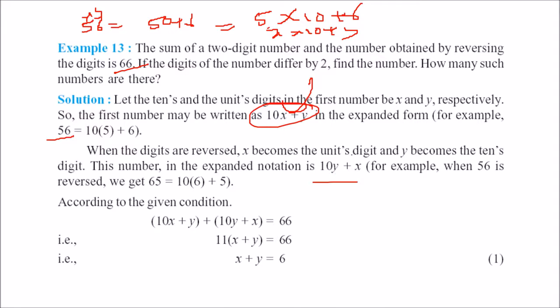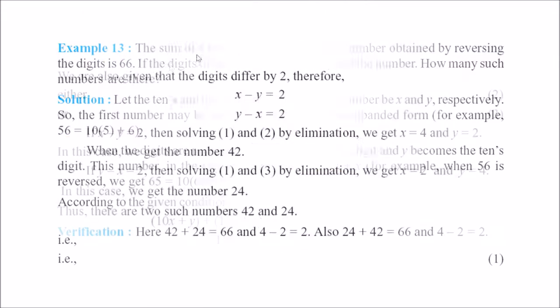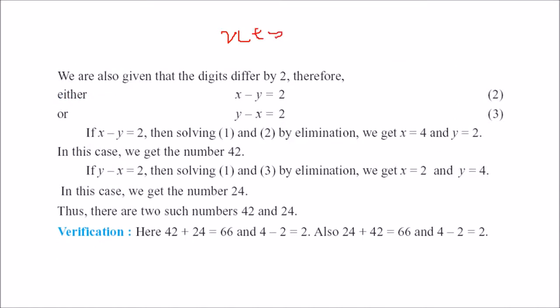How about 10y plus x? Because they also said reversing. So 56 will become 65. This is equal to 60 plus 5, that is 6 into 10 plus 5. So this will be y into 10 plus x, so 10y plus x, right? So the addition of these two, the number and the reverse number, is 66. They have told this in the question. So 10x plus y plus 10y plus x equal to 66. So this is the one equation: x plus y equal to 6.